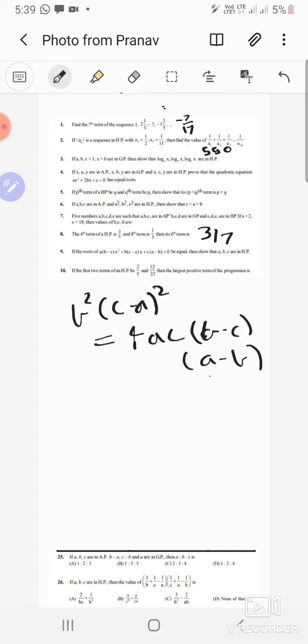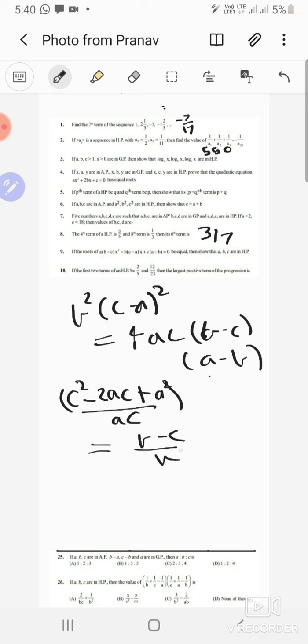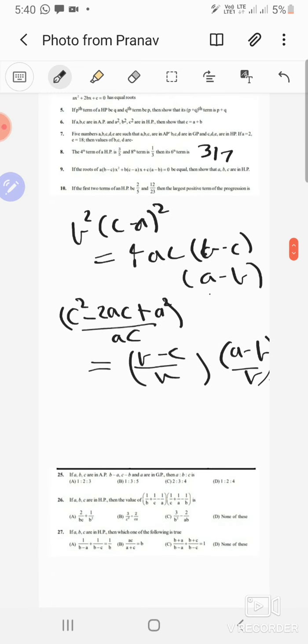Maybe we can divide by something, by ac. Maybe that will help a little, or maybe not. Oh, okay. Maybe we can do this thing. So you see, this is going to be c squared minus 2ac plus a squared, right? When we divide it by ac, and then you can divide this by b of this, like one b of them, so that will give me b minus c upon b, then a minus b upon b. Okay, that looks okay.